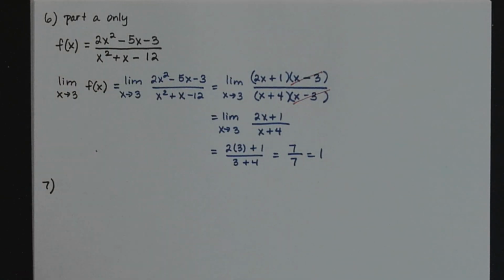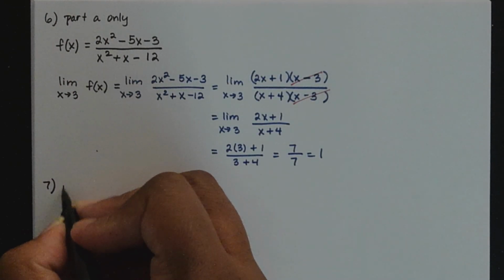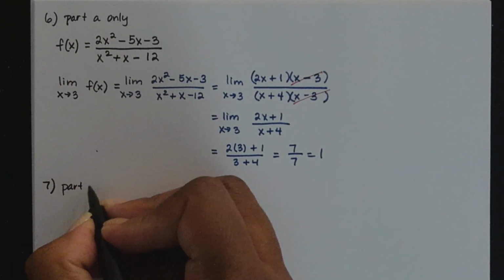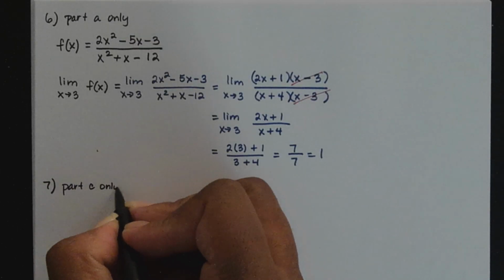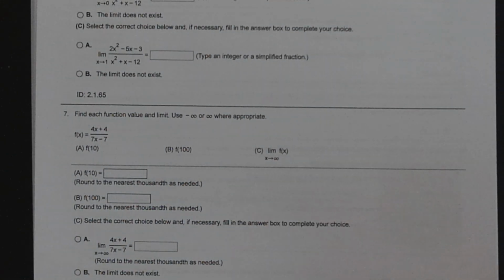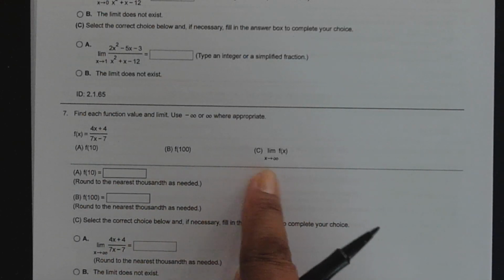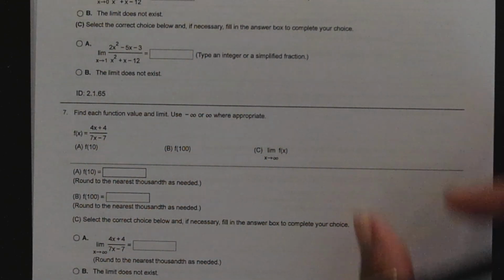All right, now number 7. Number 7, I'm going to deal with just part C only. So here's number 7. Find each function value and, well, just find the limit as x approaches infinity of f of x. And here f of x is equal to 4x plus 4 divided by 7x minus 7.